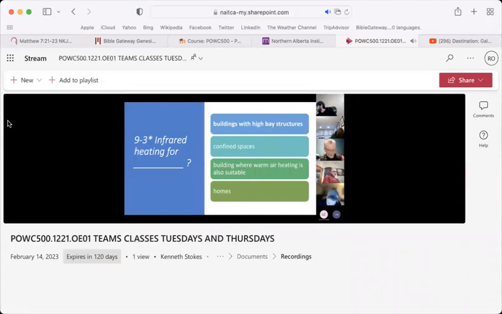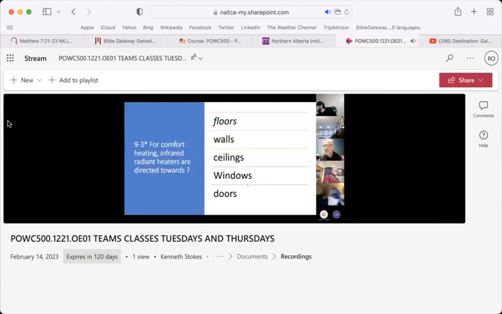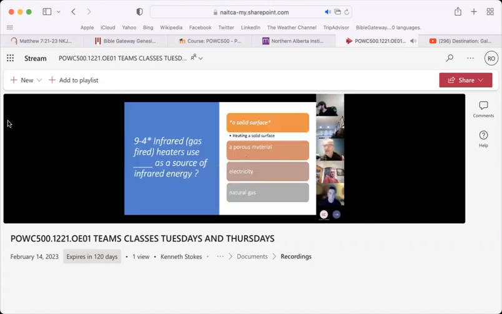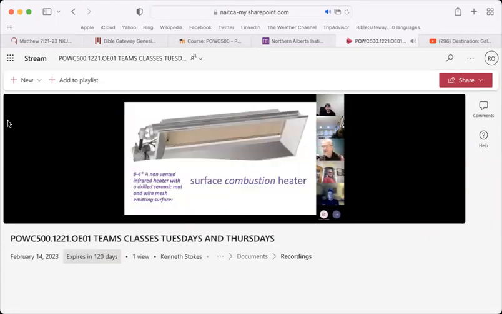A little review of chapter 9. Infrared heating is generally used for big buildings with high bay structures. Okay, not so much in any of these. For comfort, we direct that infrared radiant heat to the floor. Infrared gas-fired heaters use what as a source of infrared energy? That's a solid surface that is heated up, and then it emits the radiation. Some different ways to do that.